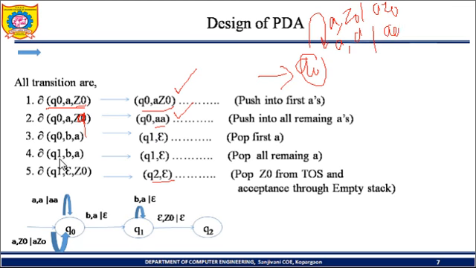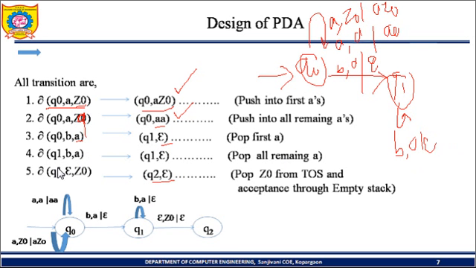Now the next one, Q0 after accepting B, we are in Q1. So after accepting B input, we are in the Q1 state. At that time the top of the stack is A and we get the output epsilon. Now Q1 after accepting B, we are in the same state. The top of the stack is A and we get the output epsilon.